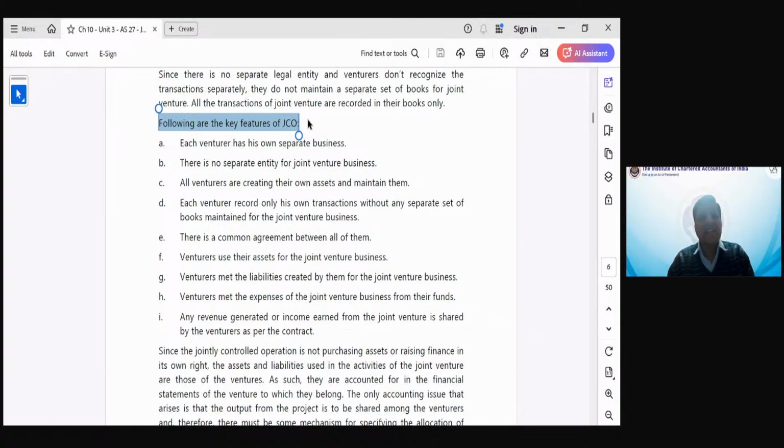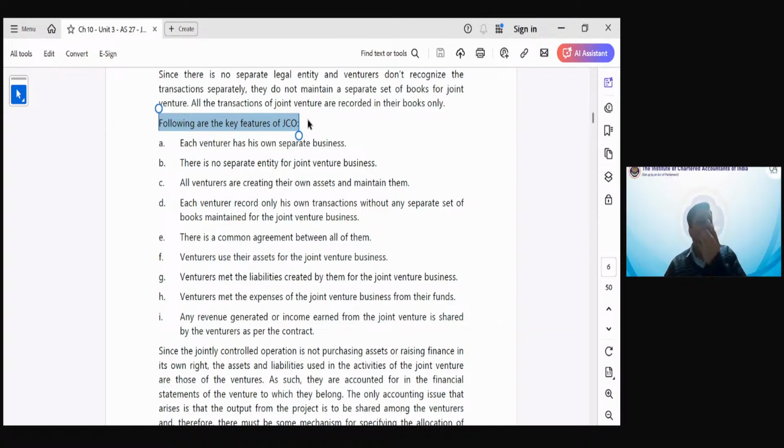Venturers use their assets for their JV business. Venturers will assume the liabilities for the JV business. Venturers will record their share of expenses in the JV business, and any revenue or income generated from the JV business, venturers will record that. Understood? Everyone clear on this? What do you understand by JCO? What are the features of a JCO? And why is that called a JCO?